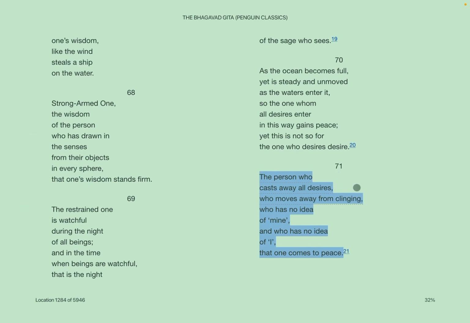The person who casts away all desires, who moves away from clinging, who has no idea of mine, and who has no idea of I, that one comes to peace. These verses, by the way, were beloved of Mohandas Gandhi and others, right? And seems to be some pretty sage advice here. If you do this, you achieve the state of Brahman. If one has not reached this, one is confused.